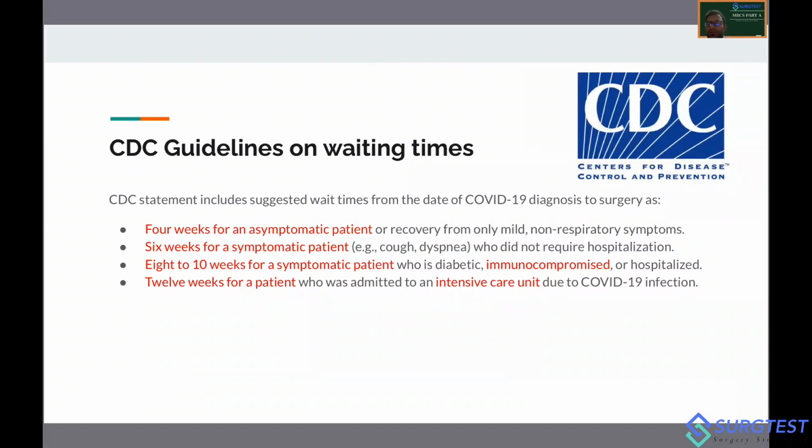So studies say that 7 weeks, but CDC guidelines differ a bit. They say that 4 weeks in an asymptomatic patient, 6 weeks in a symptomatic patient who did not require hospitalization, 8 to 10 weeks for a symptomatic patient who is diabetic, immunocompromised, or hospitalized, 12 weeks for a patient who was admitted into ICU for COVID infection. So from an MCQ point of view, this slide is extremely important. 12 weeks for a patient who was admitted to ICU and 4 weeks for a patient who was asymptomatic.